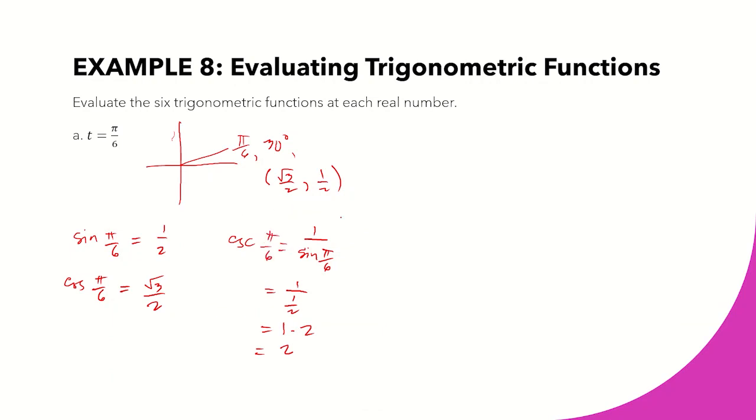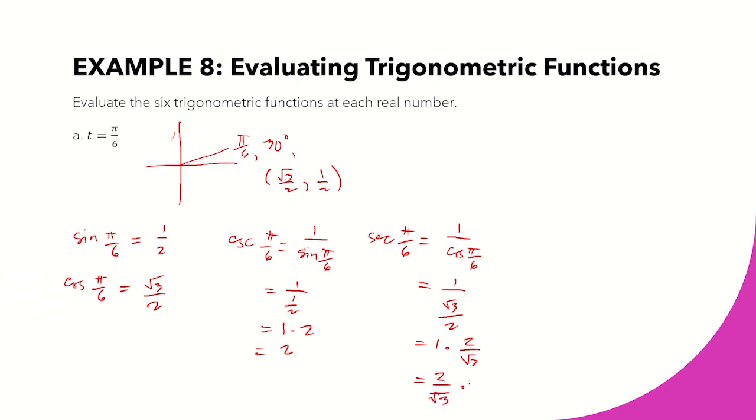Sunod naman yung secant natin, is just the reciprocal of our cosine. So 1 over cosine of pi over 6, where it's 1 over square root of 3 over 2. So 1 times the reciprocal is 2 over square root of 3. So magiging 2 square root of 3.